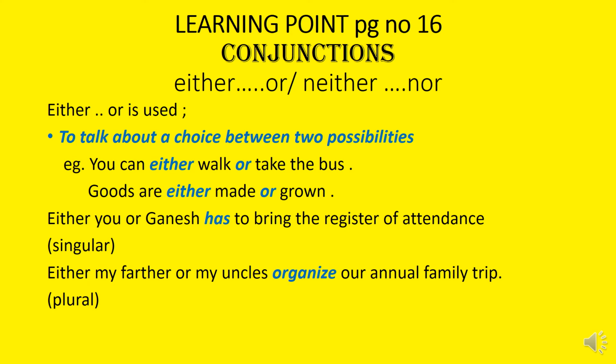Either you or Ganesh has to bring the register of attendance. It is a singular sentence because Ganesh is singular. According to the subject, you have to put the main verb or auxiliary verb. Ganesh has. So the next one also, either my father or my uncles. So my uncles is plural. So you have to put the plural verb, organize. My uncles organize our annual family trip. Right? Did you understand? Next on the next slide, please.